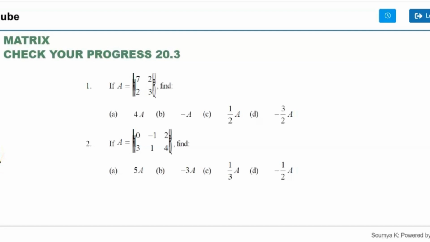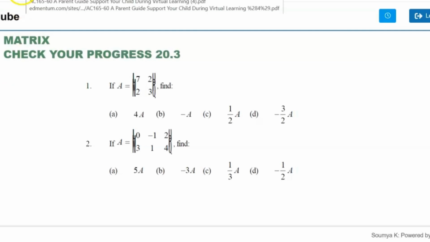Let's begin. So we have already seen different types of metrics in our previous video. What a matrix is, that we have seen, and also we know what is order of a matrix, and we have covered the topic scalar multiplication also. So based on that, we are going to see some questions here.